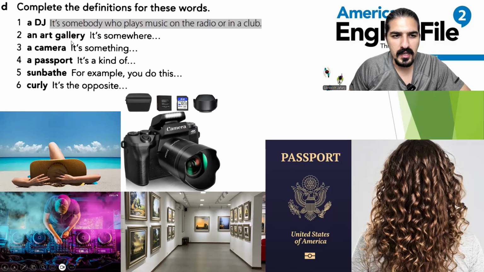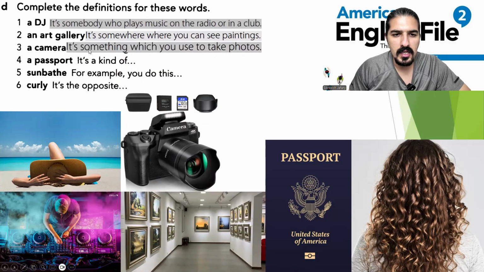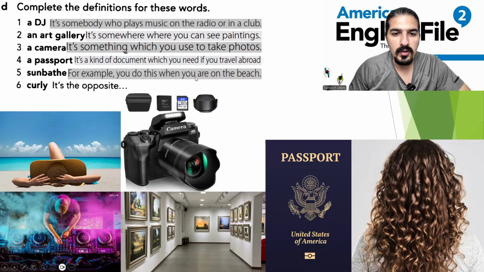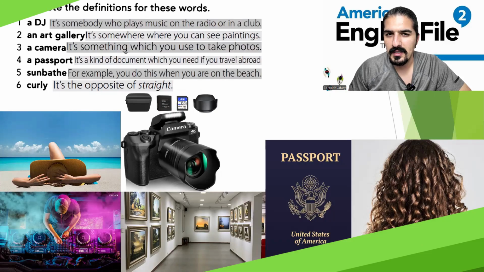An art gallery, it's somewhere where you can see paintings. A camera, it's something which you use to take photos. A passport, it's a kind of document which you need if you travel abroad. Sunbathe, for example, you do this when you are on the beach. And curly, it's the opposite of straight. Straight hair, for example. Very nice.